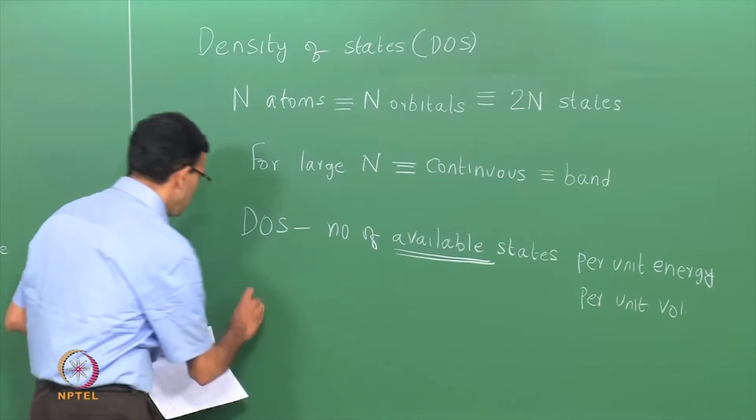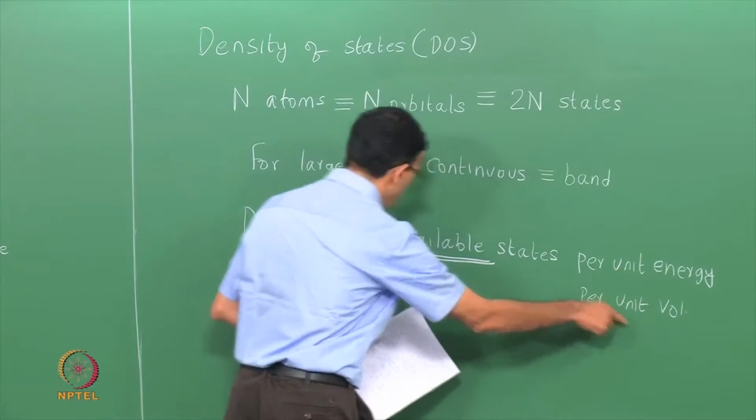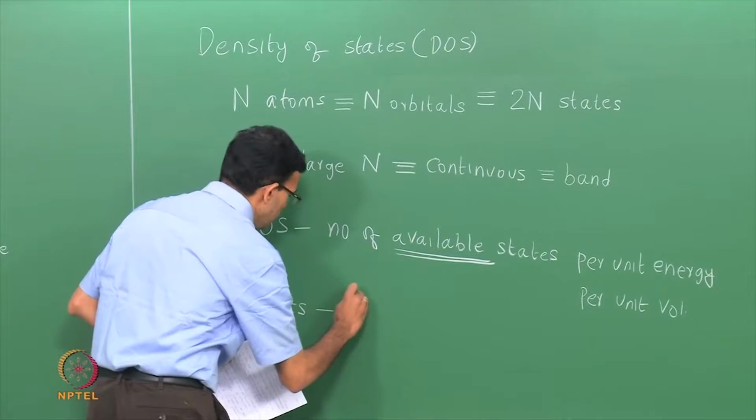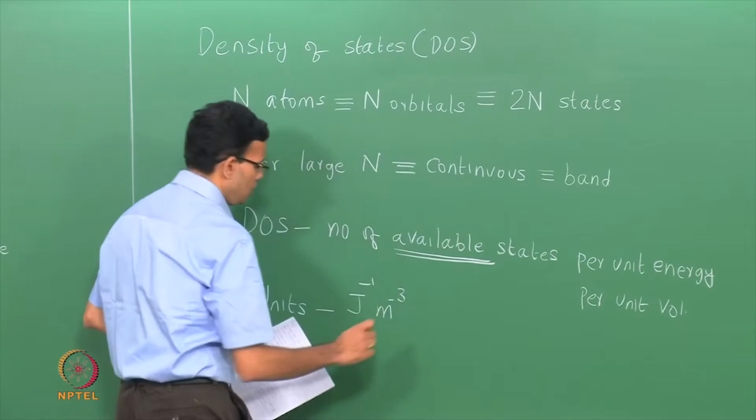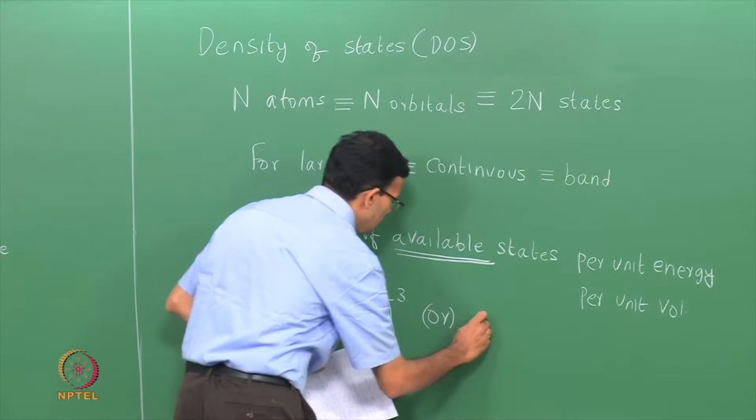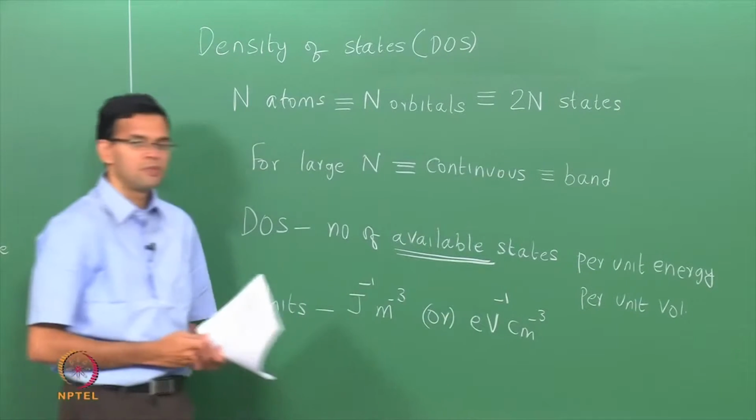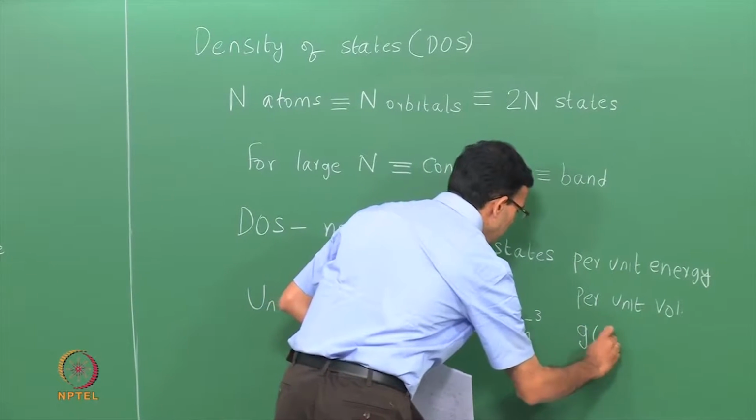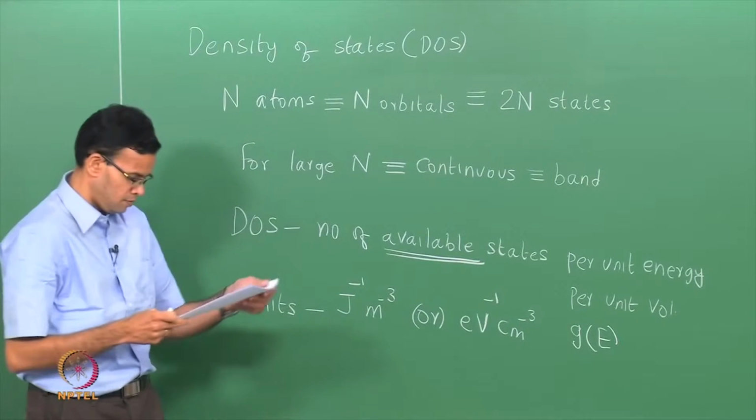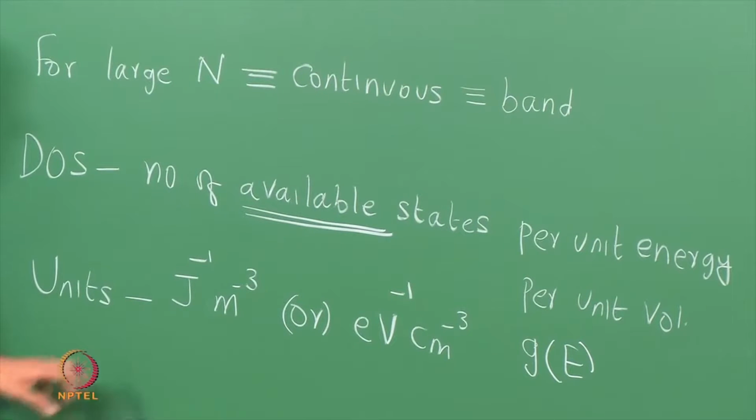The units for this, since it is per unit energy and unit volume, are either joule inverse meter cube inverse, or you can also write it in terms of electron volt inverse and centimeter cube inverse. Density of states are typically written as G of E. So, let us go ahead and calculate an expression for the density of states in terms of the energy.